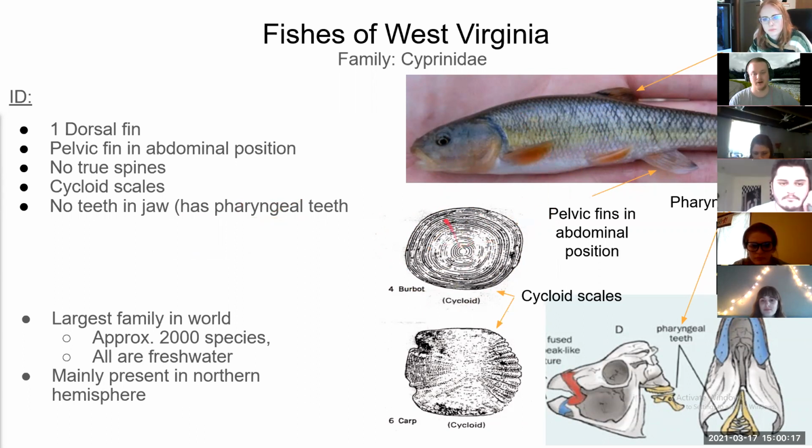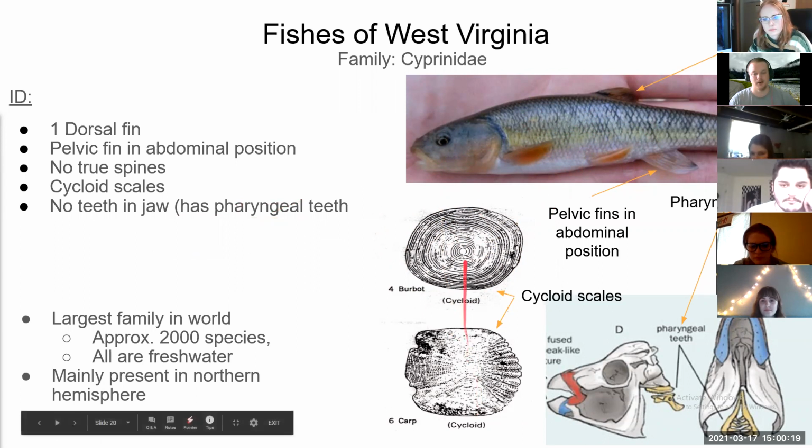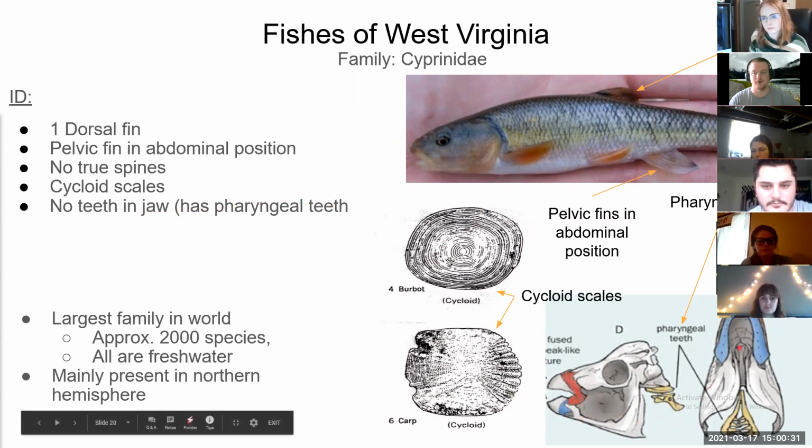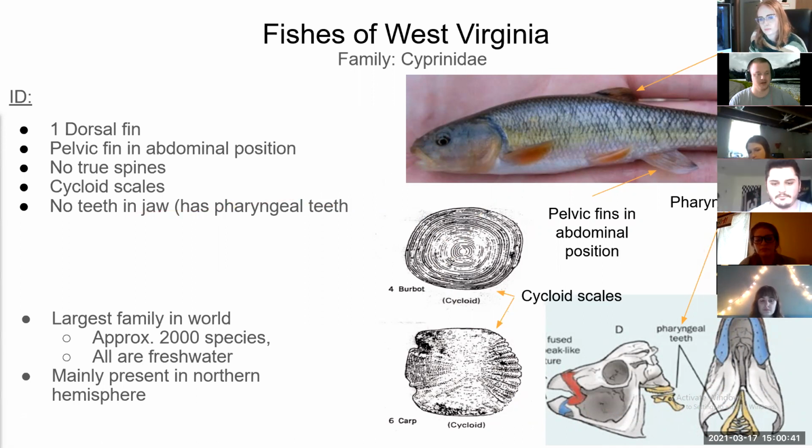They overlap and grow with the fish, and you'll get these growth rings in them. And they often shed these as well. And then again, they have no teeth in their jaws, but they do have pharyngeal teeth. So these are kind of back in their throat here, you might see. And this is just what they look like when they're extracted.